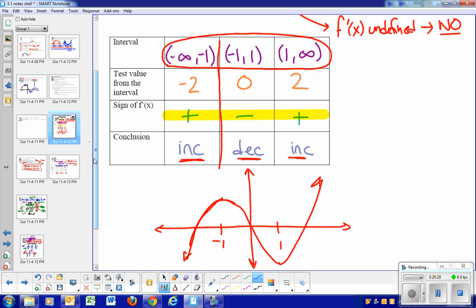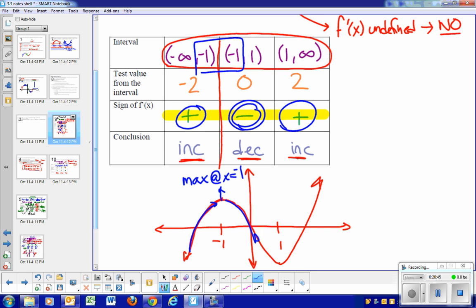When my derivative changes from positive to negative, or the function changes from increasing to decreasing, I have a max. So there's a maximum at x equals -1. And then here, where the derivative changes from negative to positive, that means the function changes from going downhill to going uphill. So here at this location, right here at 1, there is a min.